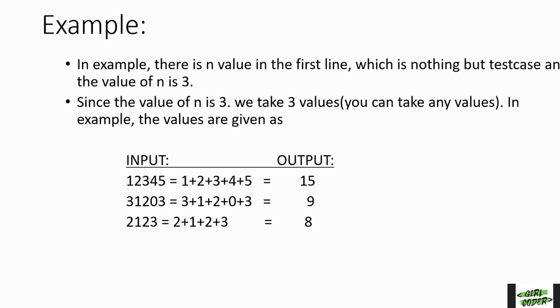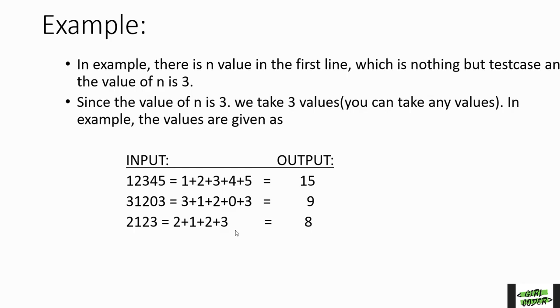And what will be the output? The output will be 1 plus 2 plus 3 plus 4 plus 5, that is 15. And the second number is 31203. That means 3 plus 1 plus 2 plus 0 plus 3, and the output is 9. And the third number is 2123. That means 2 plus 1 plus 2 plus 3, which is 8. So this is all about the sum of digits problem.